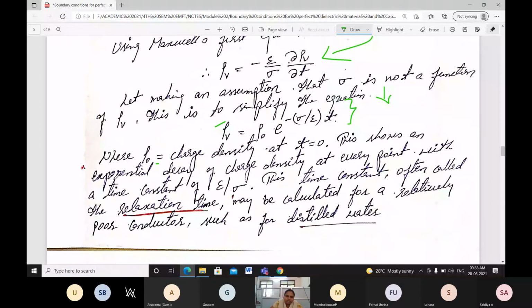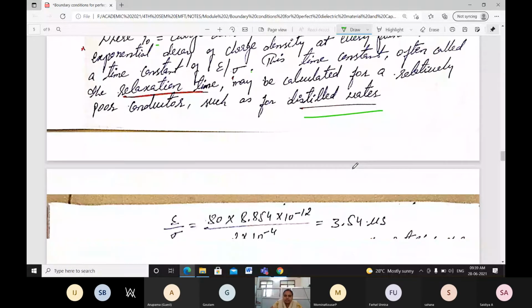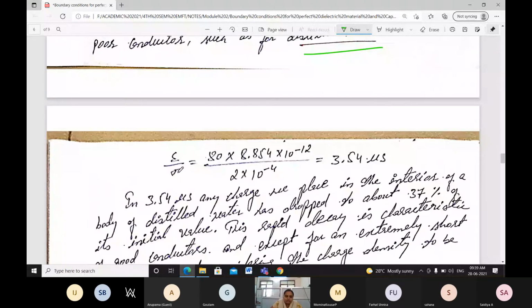This is taken as an exponential decay of the charge density at every point with the time constant epsilon divided by sigma. This is what the equation is telling us. And this time constant we call the relaxation time. It may be calculated for relatively poor conductors. The example here is taken for distilled water, using epsilon divided by sigma. Substituting the values of the different dielectric constants, for distilled water you will get 3.54 microseconds. This is the relaxation time.